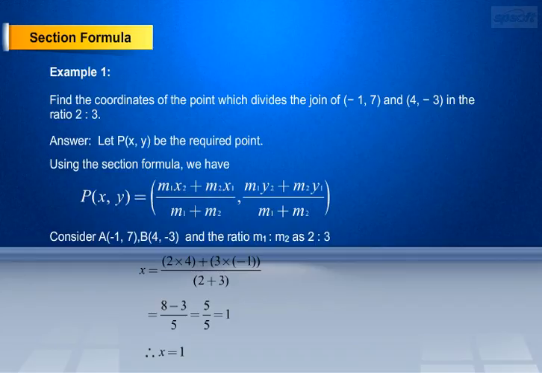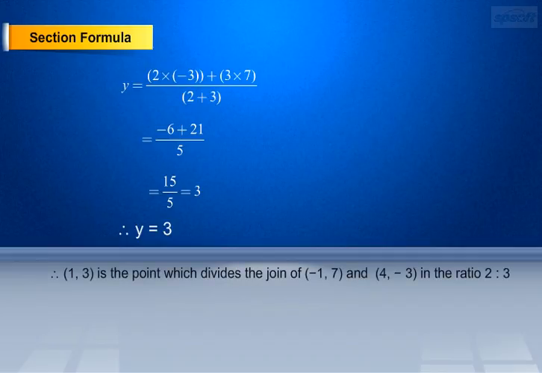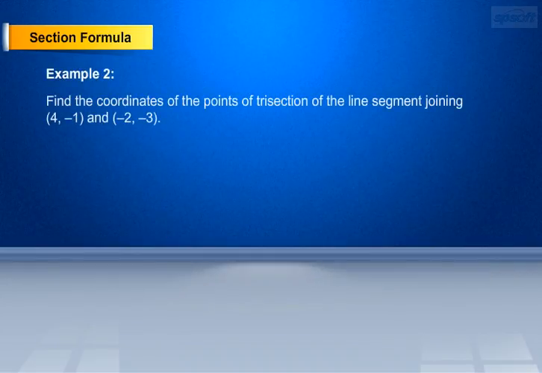Therefore x equals 1. y equals (2 into -3 plus 3 into 7) divided by (2 plus 3). y equals (-6 plus 21) divided by 5. y equals 15 divided by 5. y equals 3. Therefore, (1, 3) is the point which divides the join of (-1, 7) and (4, -3) in the ratio 2:3. Let us see another example.